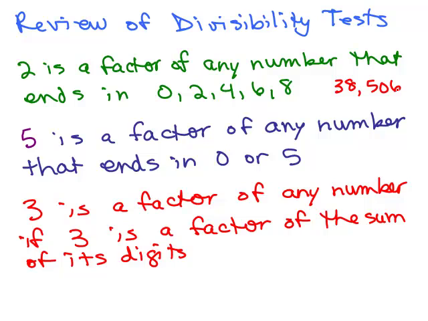All right, 5 is a factor of any number ending in 0 or 5. So, for instance, we could do 35, right, or 1010. Those are numbers that 5 is a factor of because it ends in a 0 or a 5. And 3. 3 is a factor of any number if 3 is a factor of the sum of its digits.